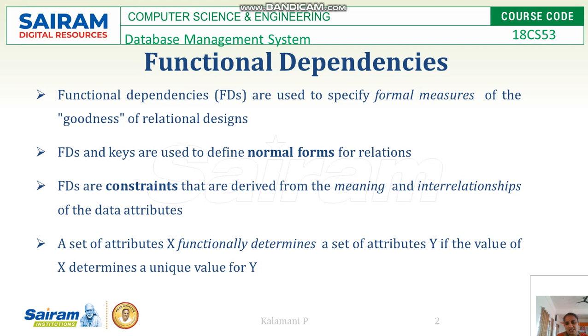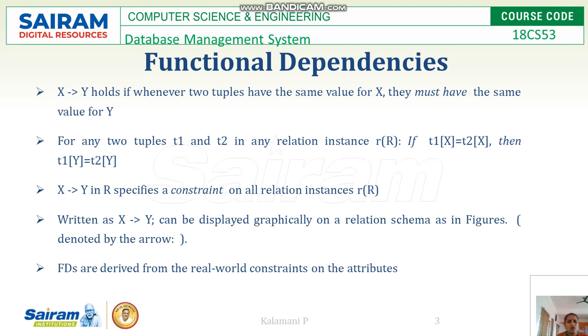Suppose we take SSN. In a student relation, SSN functionally determines the other attributes. So, for example, X determines Y holds if whenever two tuples have the same value for X, they must have the same value for Y. For example, if two students' USN is the same, their names should be the same.